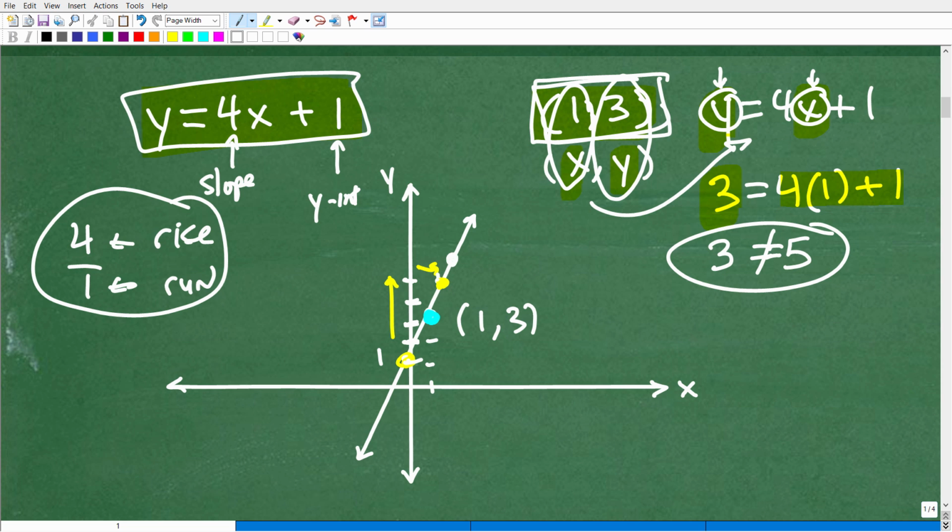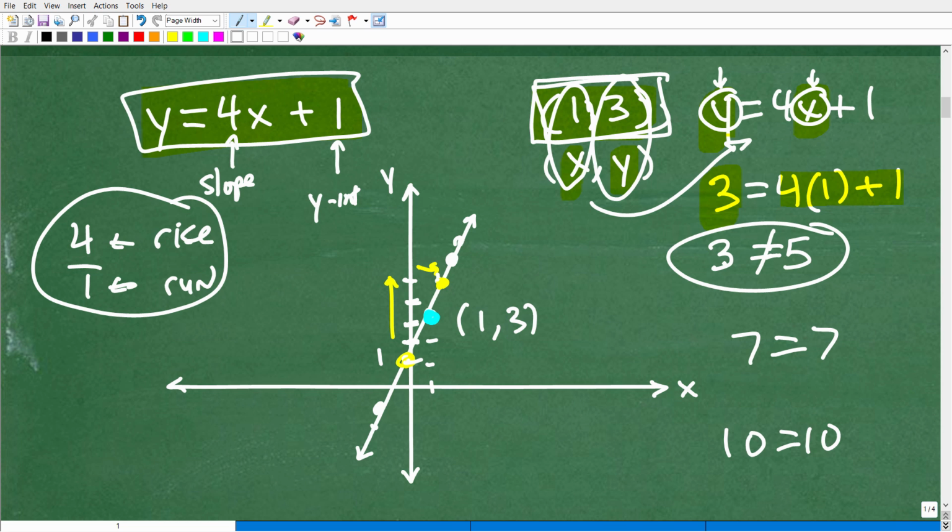Points that are on this line, y equals 4x plus 1, when you plug them in, will balance. You'll end up with like 7 is equal to 7, 10 is equal to 10, whatever the case might be. So when you plug in these points into your respective linear equations and the left and right do not balance out, then that point is not on that line. So that's how you answer that type of question in your algebra courses.